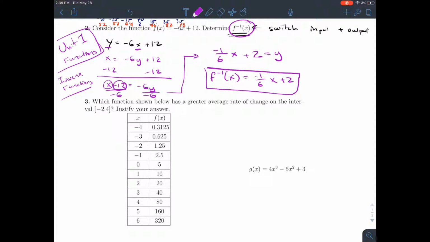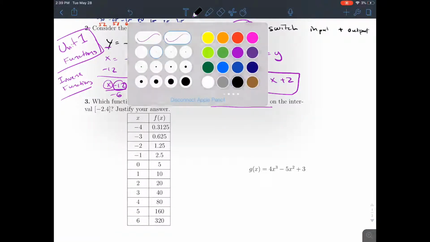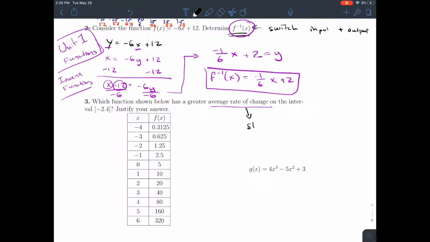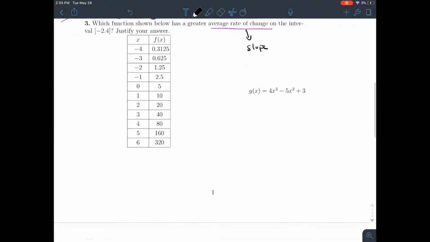Next up, this review problem is about average rate of change, which we talked about relatively recently. Average rate of change is another word for slope. So we're going to be computing the slope of each of these functions on this interval. And it says negative 2.4. It should say negative 2 comma 4. Sorry about that. So from negative 2 to 4.